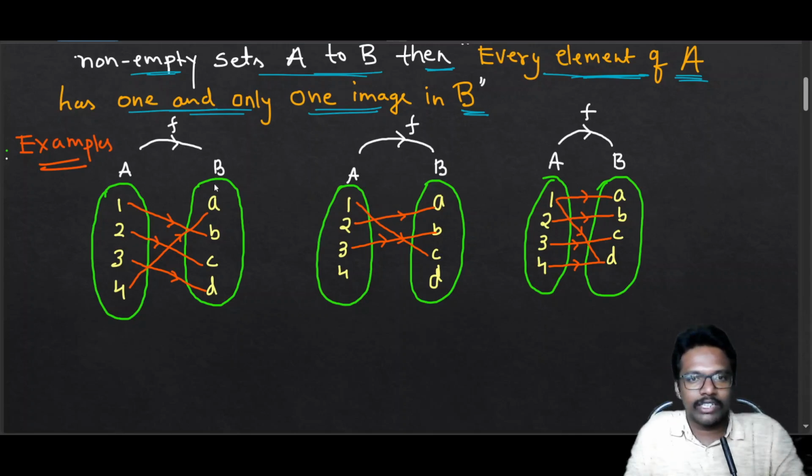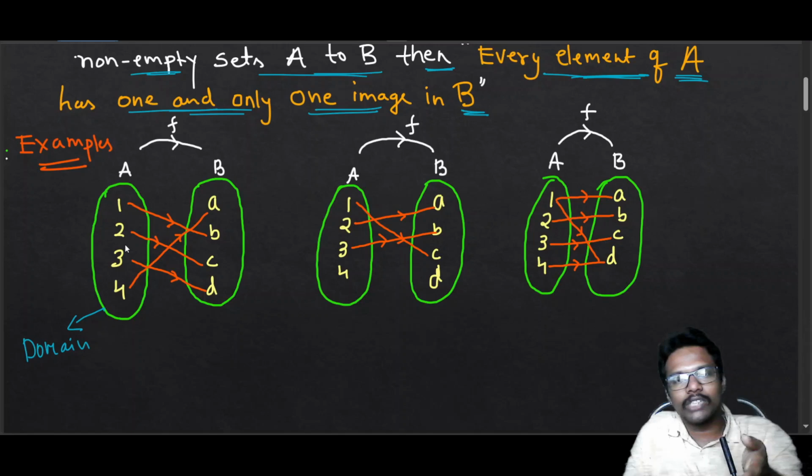So I have considered the three examples here. This first circle, first oval shape I have considered, is nothing but a domain. So the first set we call a domain. Domain means the set which is very important to create a relation, to create something. In these two sets, A is very important to start a relation, because every relation starts from one set to another set.